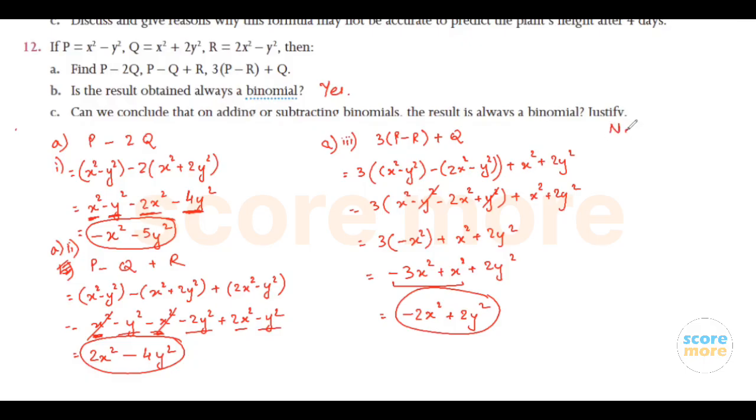No. The answer will be no. Reason: as in this case, we have taken P and Q. Let's say we are doing the C part, P minus Q. The value of P is x square minus y square and Q is x square plus 2y square. If we open it, x square minus y square minus x square minus 2y square. It will cancel out, so the answer will be minus y square minus 2y square, that means minus 3y square, which is a monomial, not a binomial.